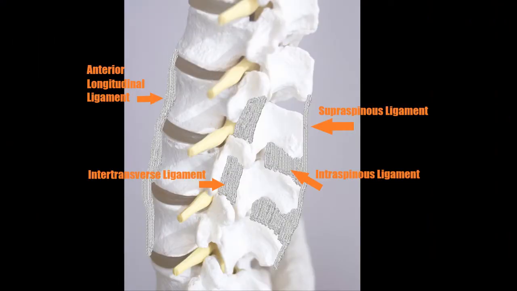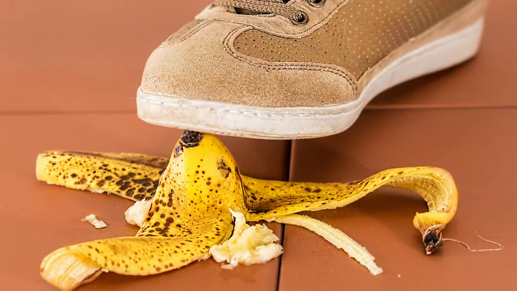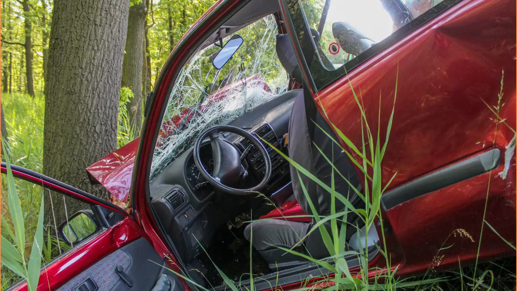So a sprain is an injury to the ligament which supports the spine and joints. Strain affects the muscle or tendon, and a tendon is what connects muscles to bones. So those occur most often from falls, car accidents, using poor body mechanics when you're lifting, as well as many other ways. Sprains and strains can be very painful and can really limit your movement.